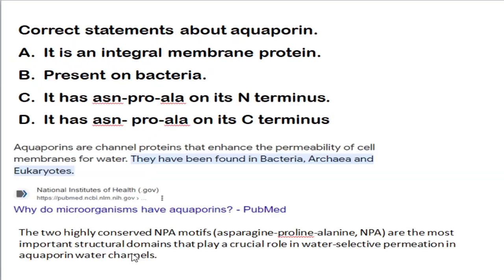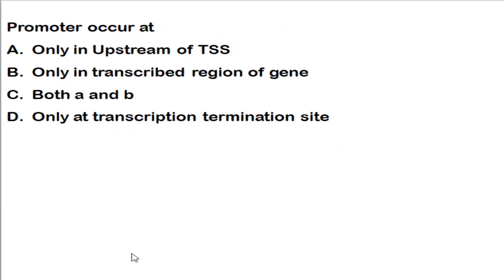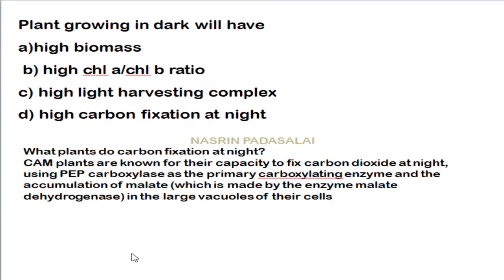Okay. So next is a promoter. So the promoter occurs upstream of where transcription starts. At the same time, it will also be present only in the transcribed portion of your gene. So both option A and option B are correct.